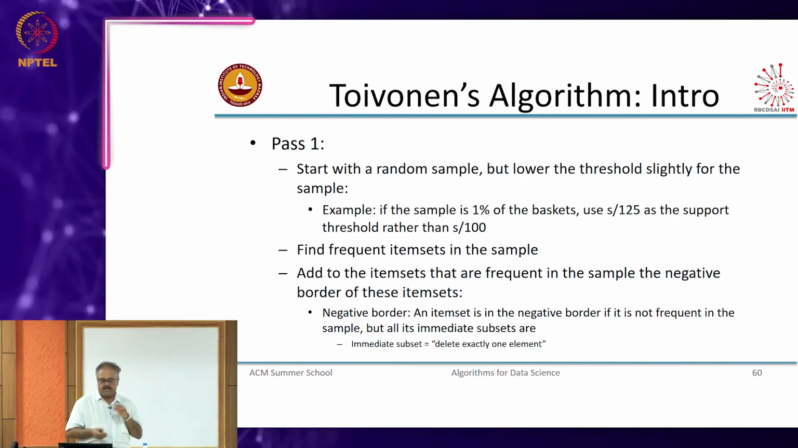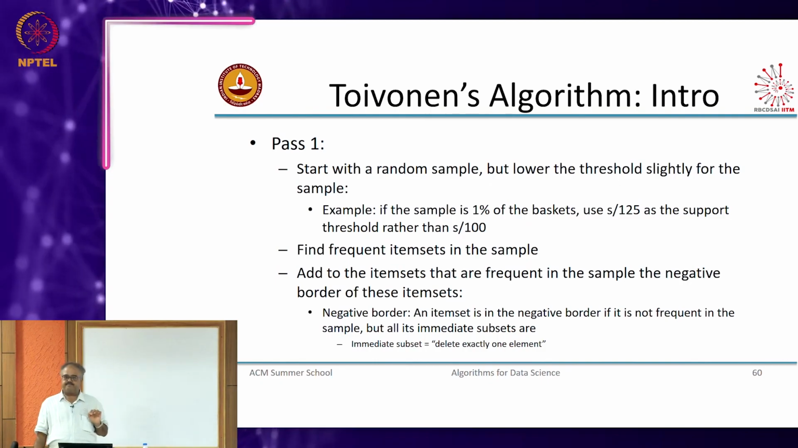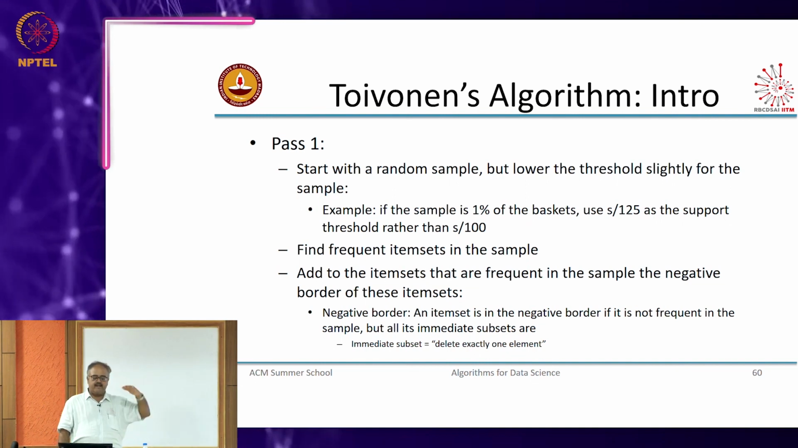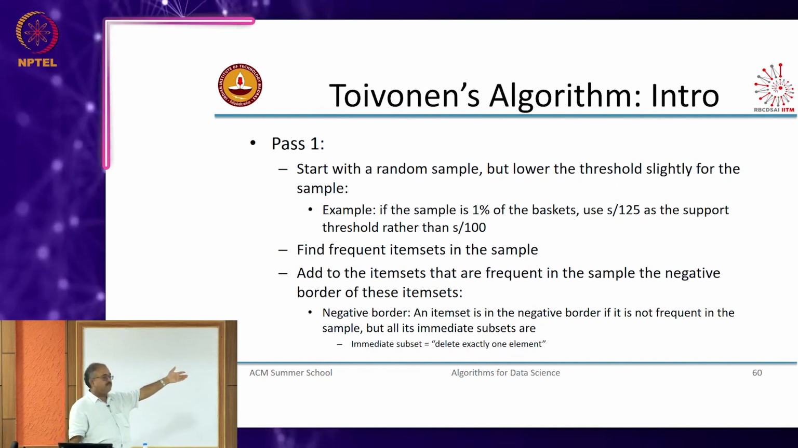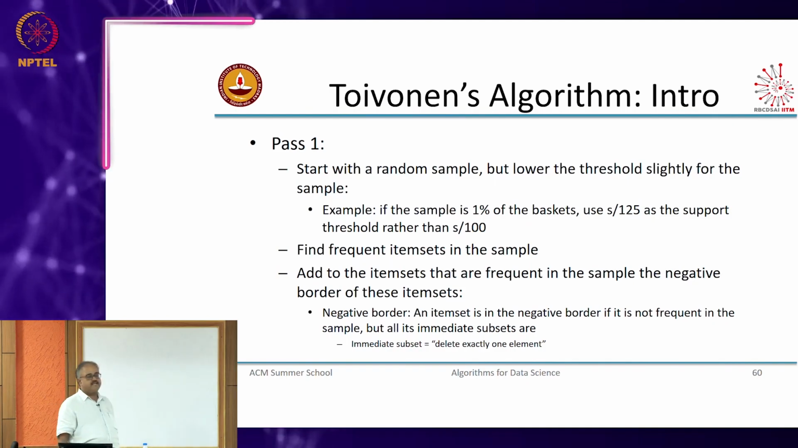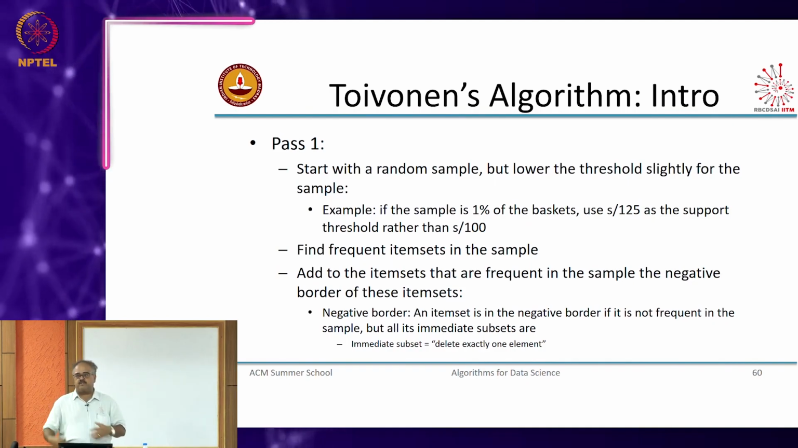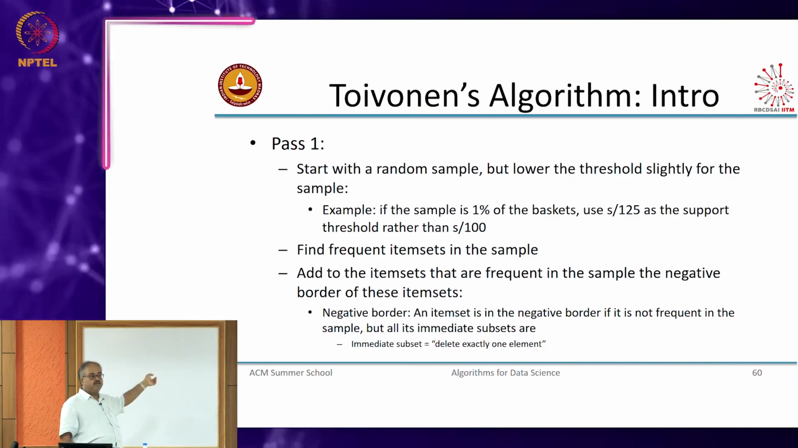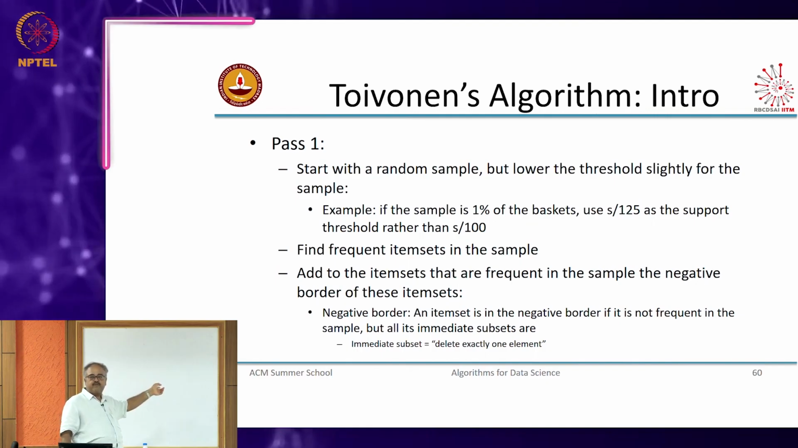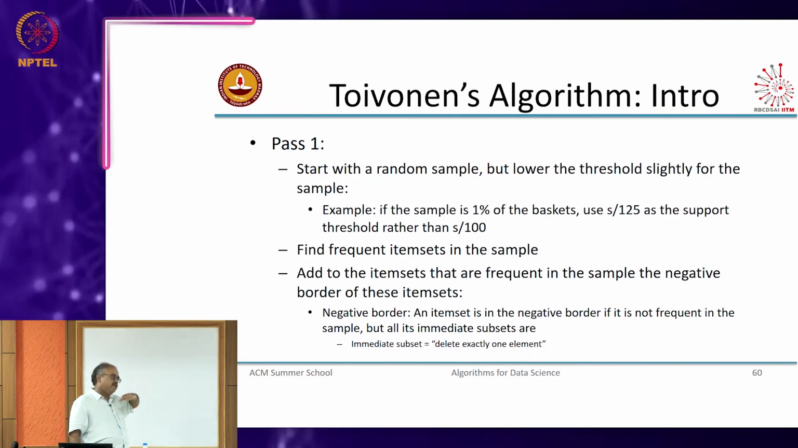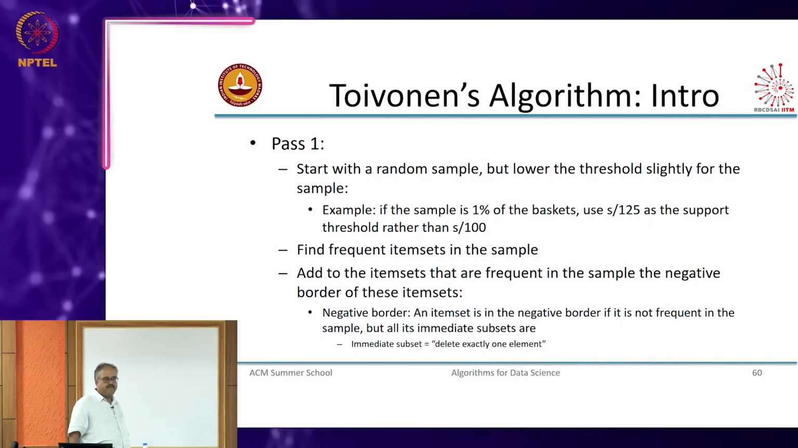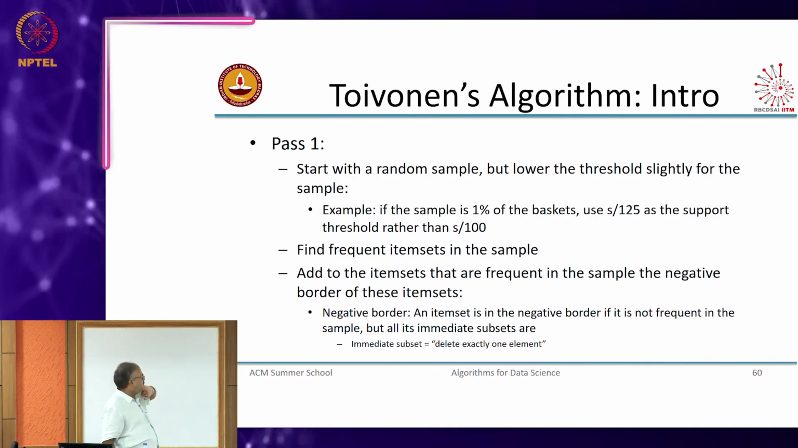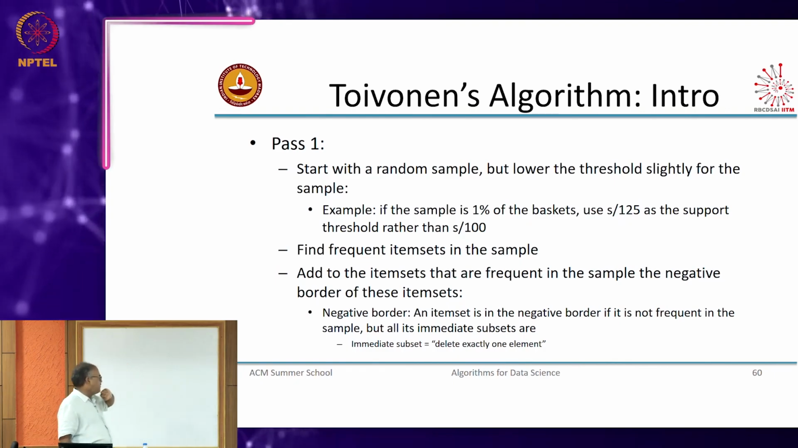So the idea is the following. You start with a random sample, just like we talked about in the random sampling case. You sample 1% of the baskets and you set a threshold as S by 125, which is lower than the proportional threshold. The proportional threshold would have been S by 100. Remember, in the SON algorithm, you use the proportional threshold. If each chunk has 1% of the data, you use a threshold S by 100. You don't have to lower it any further. But here you lower the threshold slightly, say S by 125.